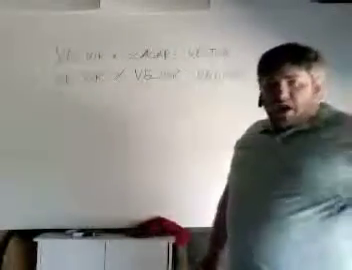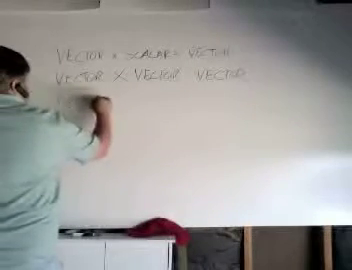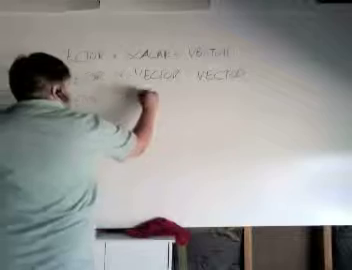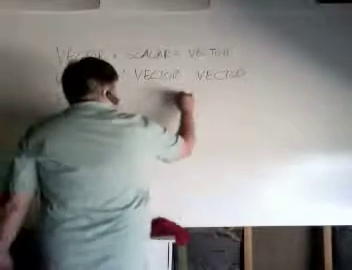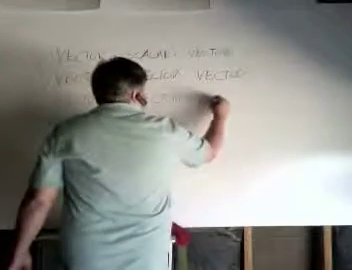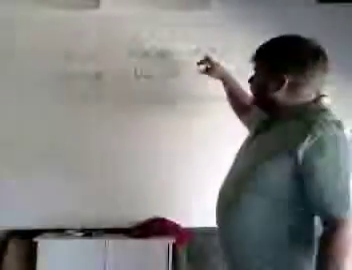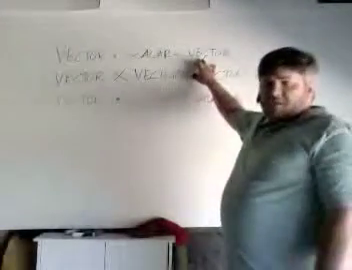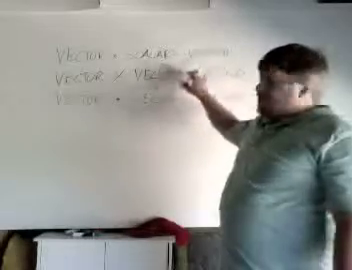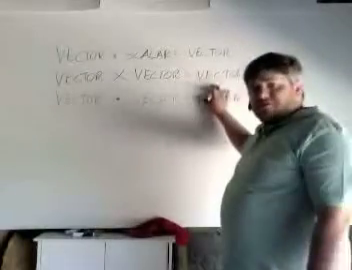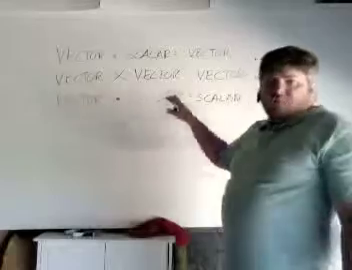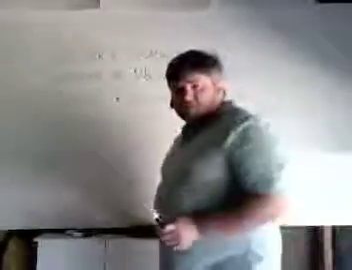Okay. Last one is the dot product. A vector dotted with another vector gives you a scalar. Okay? So, a vector multiplied by a scalar gives me a vector. A vector crossed with another vector gives me a third vector. And a vector dotted with another vector gives me a scalar. Now, let's talk about the mathematics of the dot product.